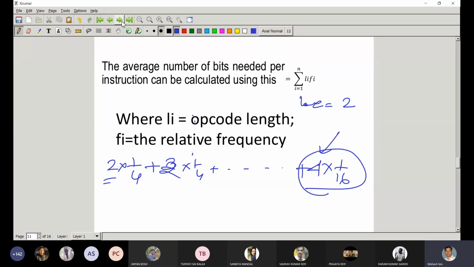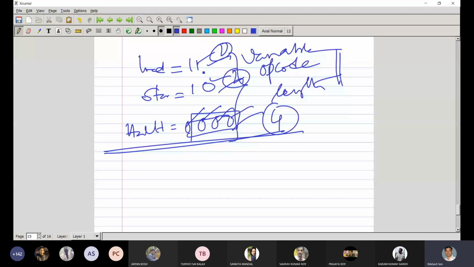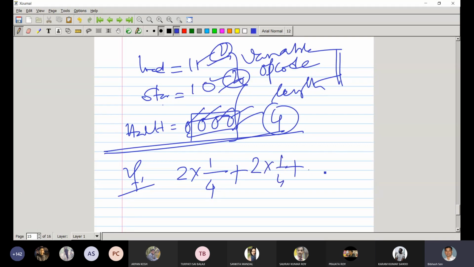If you see here, what is the length of the halt here? It is 4 bit. Here it is 2 bit. Am I correct? That's why if you apply LiFi, you will find 2 into the load frequency, which is 1 by 4, plus store 2 into again 1 by 4, plus dot dot, and you will find here halt, that is number 4, and its frequency is 1 by 16. Am I clear?